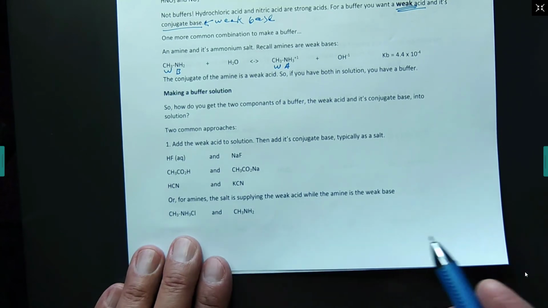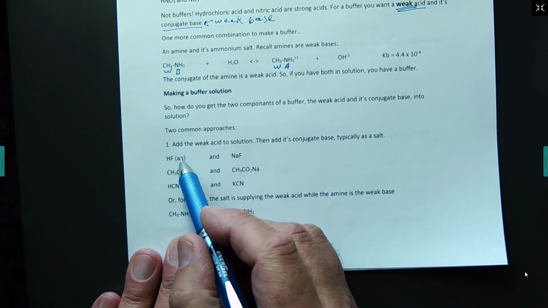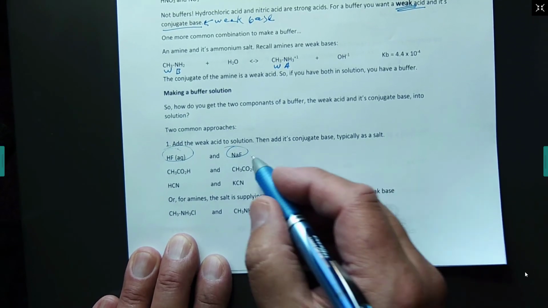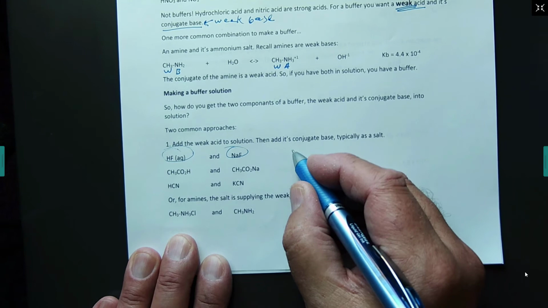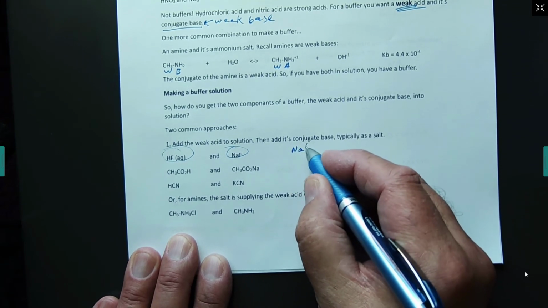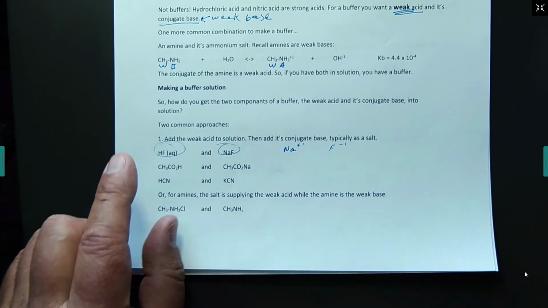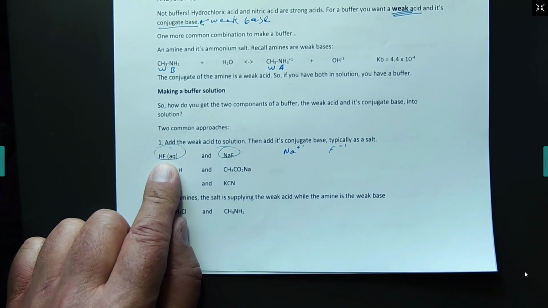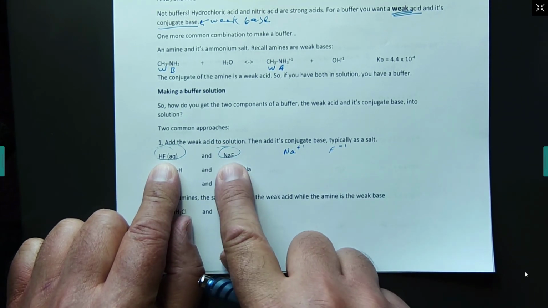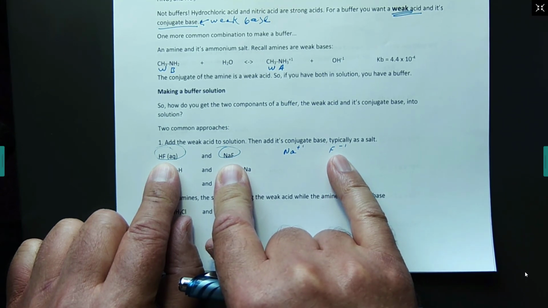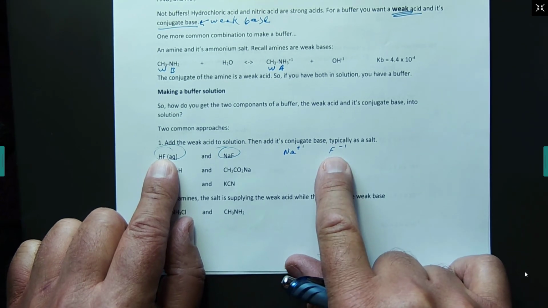So, real common way to make a buffer, you start with your weak acid. You grab a bottle of HF, pour it into a beaker. Now you got to supply F-. You might grab a bottle of sodium fluoride, because sodium fluoride is a soluble salt. It dissociates into sodium ions and fluoride ions. So, if I add this to my solution, it gives me a fairly good concentration of my weak acid. I add this to the beaker. Now I got a fairly good concentration of my weak base. Weak acid, weak base. Hey, it's a buffer.